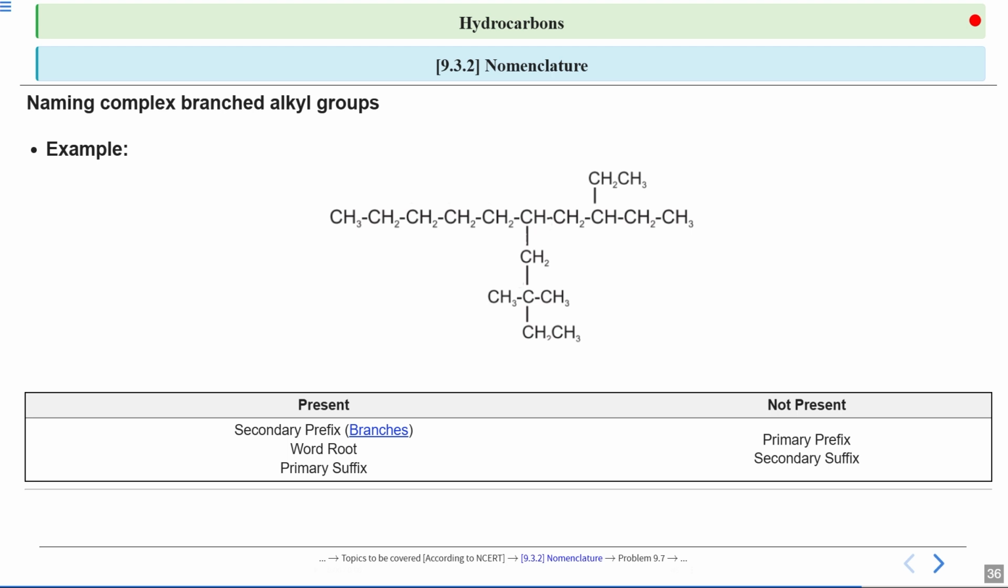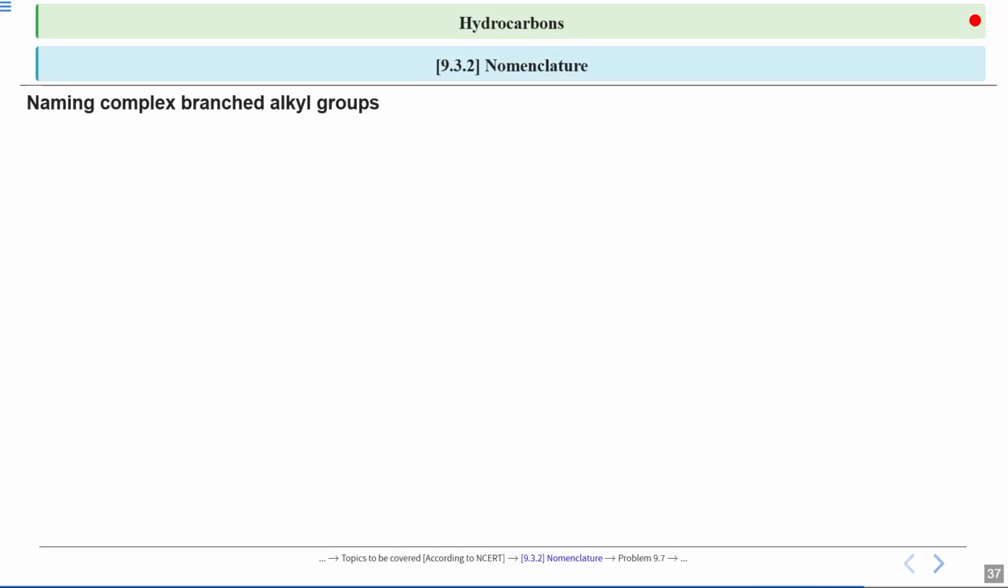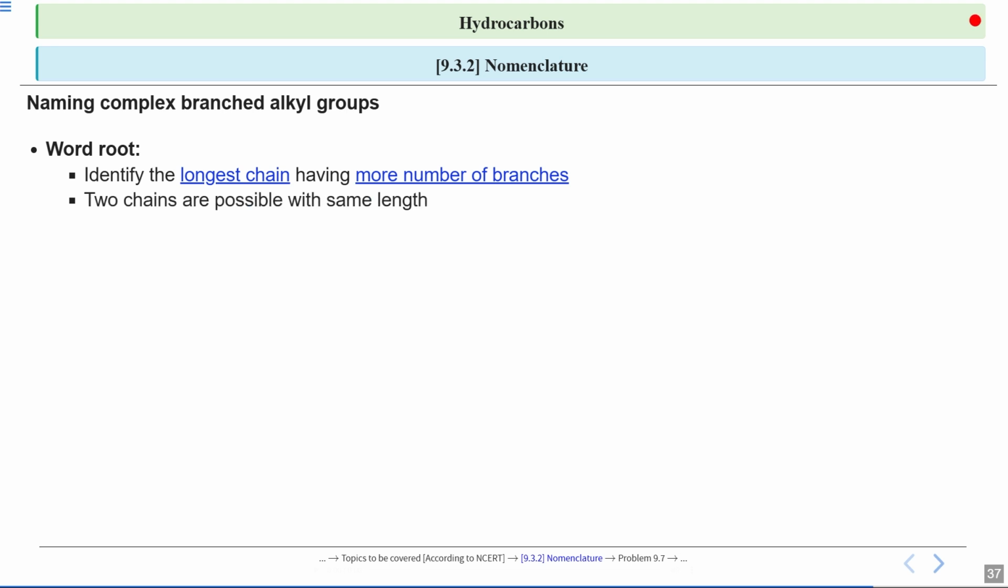Now, if this is true, we can have an example here. In the given compound, three things are present: secondary prefix, word root, and primary suffix. Primary prefix and secondary suffix are absent here. Next, we have to decide the word root. The longest carbon chain is being given here, which contains the most number of branches. It is important to notice that you have to look for that longest carbon chain which has the most number of branches.